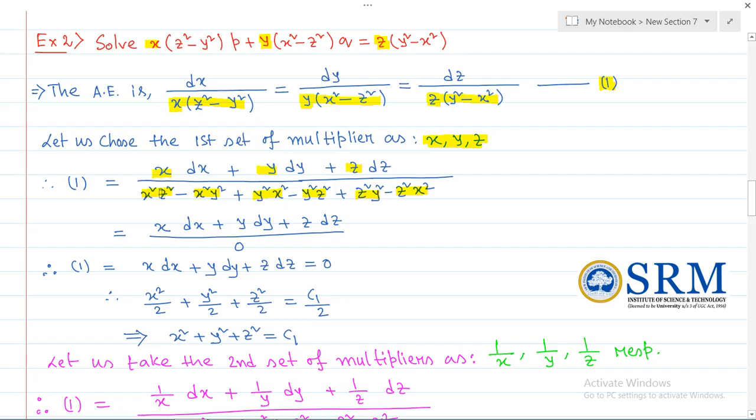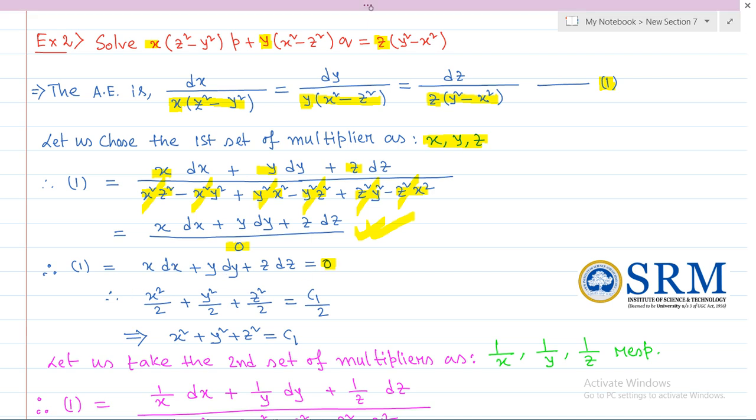So you can see from here x square z square cancel, x square y square cancel, y square z square cancel. Denominator becoming 0 only. So in equation 1, any one of the terms is equated with this factor. So if we just take this, we have x dx plus y dy plus z dz equals 0.